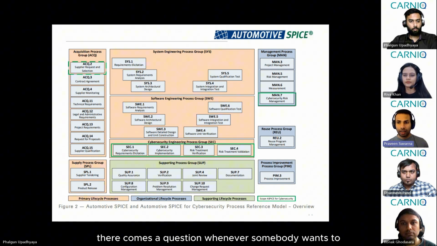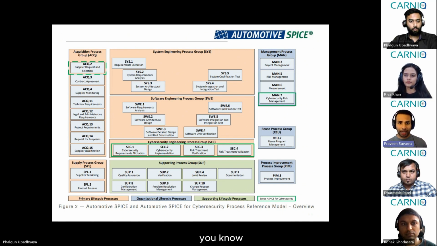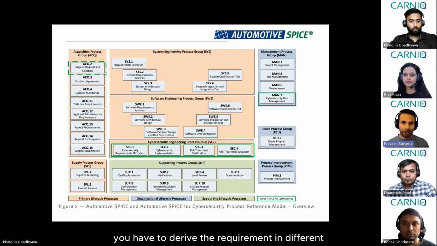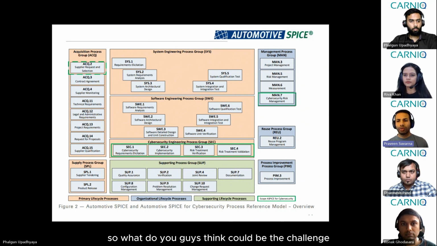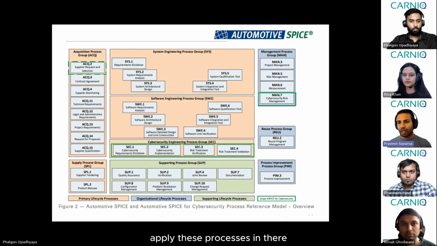And then there comes a question whenever somebody wants to use this in their active project. In a real project, there are different abstraction levels. You have to derive the requirements at different levels: system, software, hardware, and so on. But that is not well described in the cybersecurity related standard. So what do you think could be the challenge when somebody wants to apply these processes in their real project or in their ongoing projects?